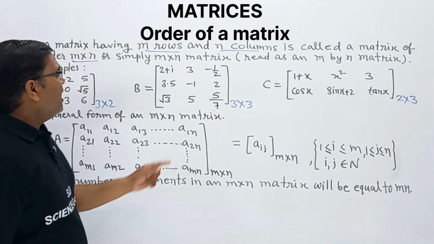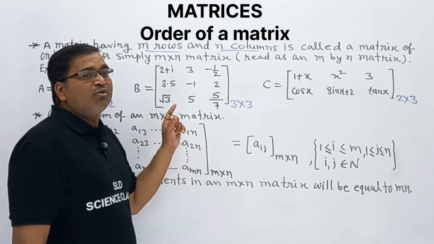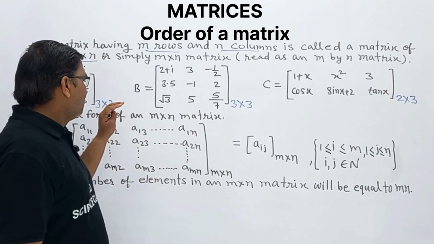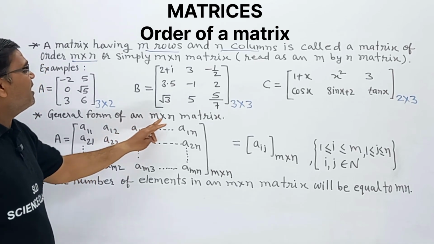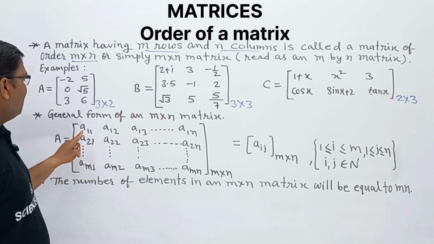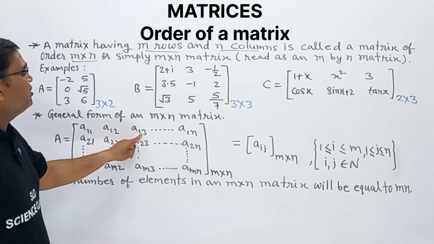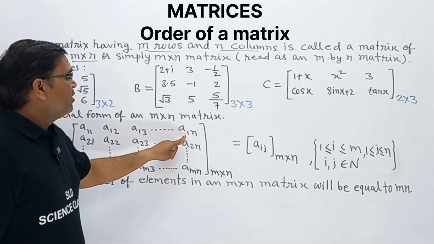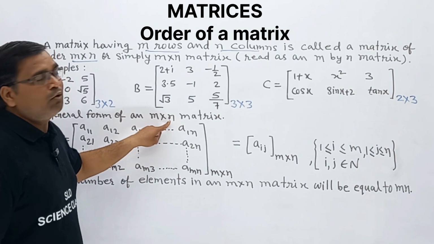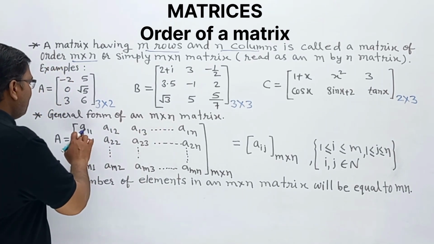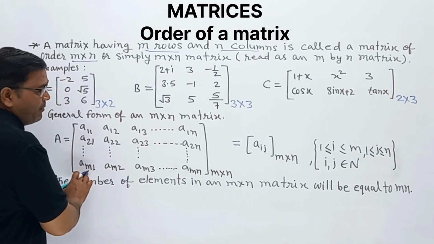We have m rows and n columns in a matrix, so what will its general form be? This one: the general form of an m by n matrix is a11, a12, a13 up to a1n. We have m rows and n columns. So 1, 2, 3 up to m.